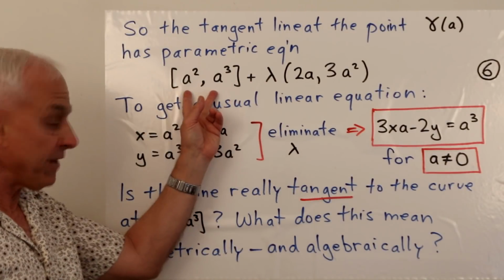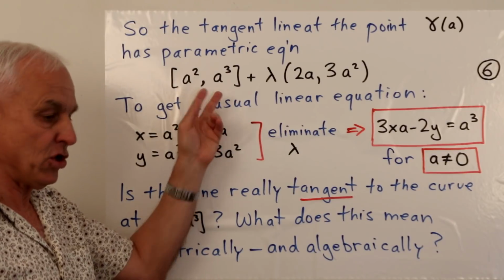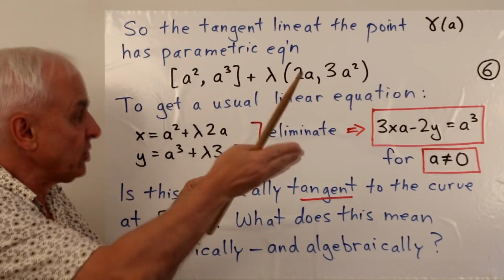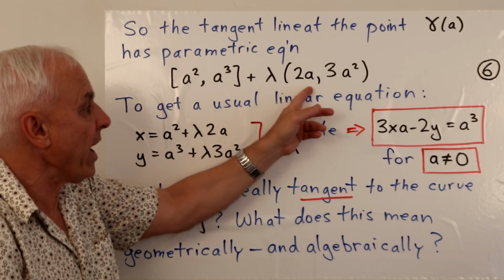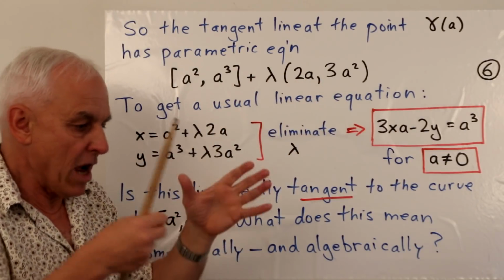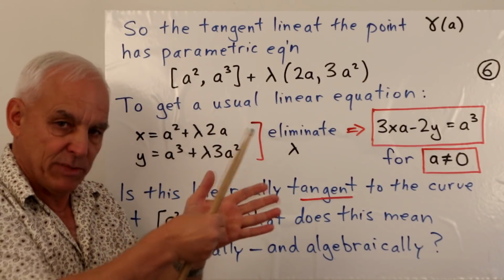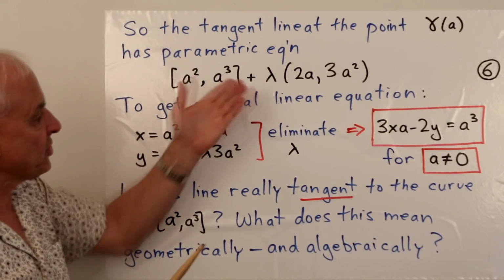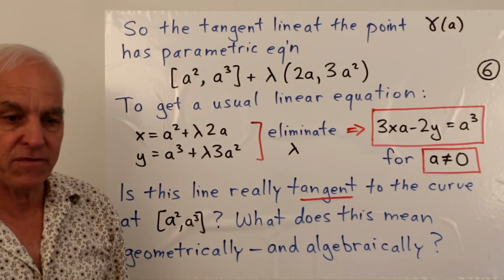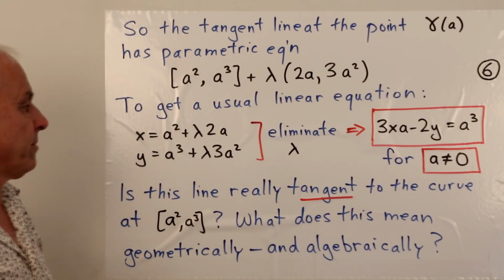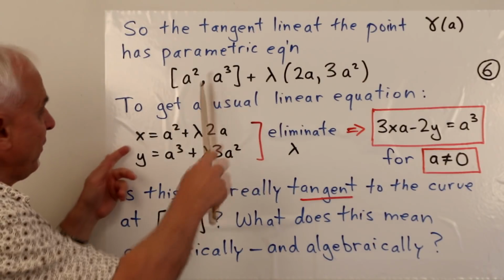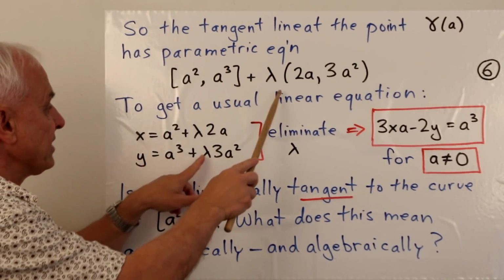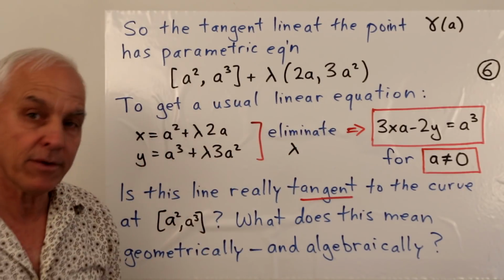We are at this point (a squared, a cubed), say, actually on the curve. And then the tangent line to that will be lambda times (2a, 3a squared). So we're now going down to an actual explicit point on the curve and an explicit tangent line. And we might be interested in trying to get a linear equation for this parametric equation. So the x-coordinate of this would be a squared plus lambda 2a. The y-coordinate would be a cubed plus lambda times 3a squared.